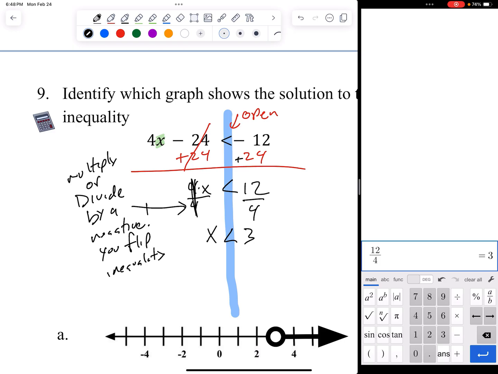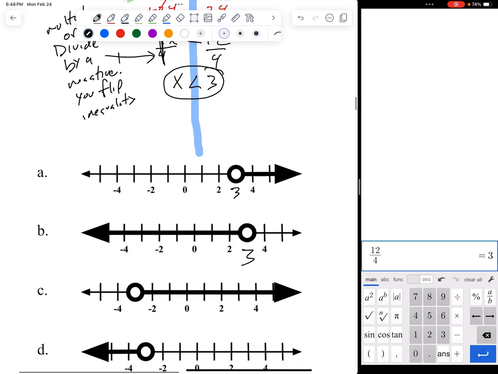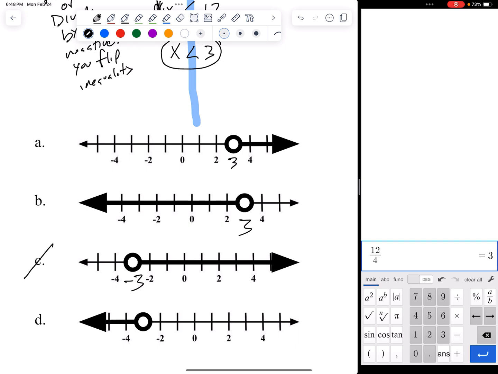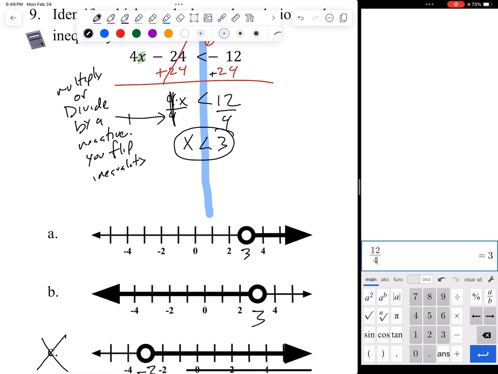Aside from that, it's basically the same as solving an equation, right? So let's see. I got x is less than 3. So where's my answer 3? There's 3, there's 3. So those are okay. That is negative 3, so that's wrong. That's negative 3, that's wrong. So does it go to the right or the left? Beltran, look, the x is first. So since the x is first, whatever direction the inequality points, that's the direction it goes. And that is totally correct.